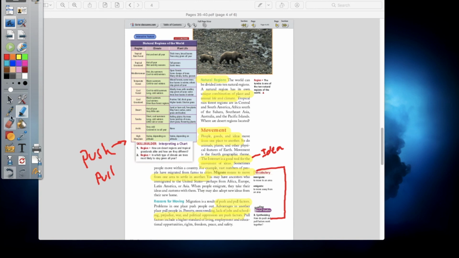Whereas other features are pull factors. These are things that attract people to go to a different location. So for example, let's say you're facing a lot of racial persecution because of your ethnicity in the country that you're living in.